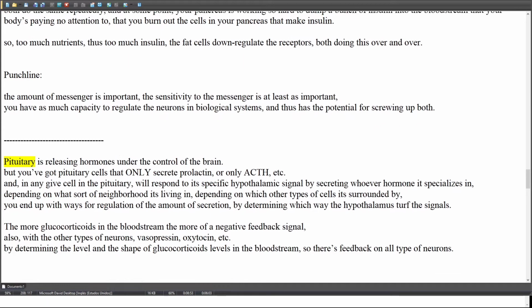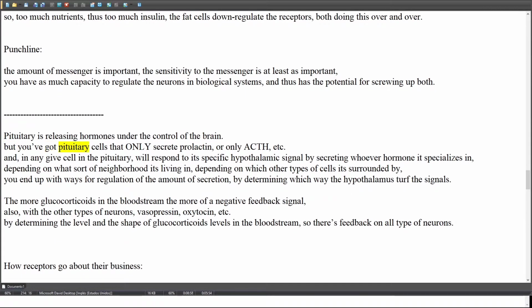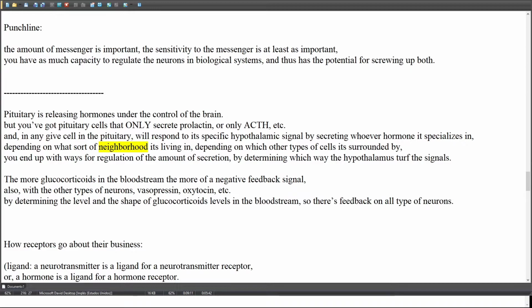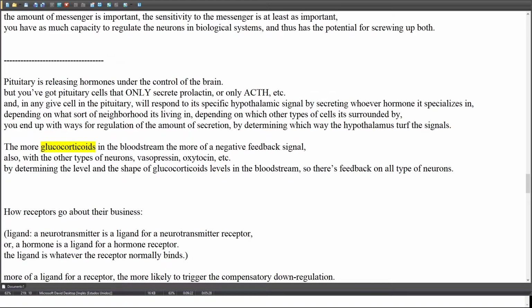The pituitary is releasing hormones under the control of the brain. But you've got pituitary cells that only secrete prolactin, or only ACTH, etc. And any given cell in the pituitary will respond to its specific hypothalamic signal by secreting whichever hormone it specializes in. Depending on what sort of neighborhood it's living in, depending on which other types of cells it's surrounded by, you end up with ways of regulating the amount of secretion, by determining which way the hypothalamus turns the signals. The more glucocorticoids in the bloodstream, the more of a negative feedback signal.